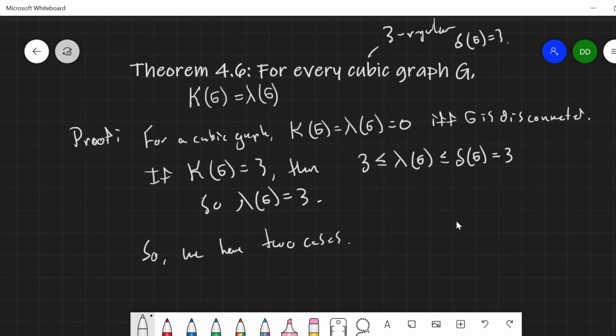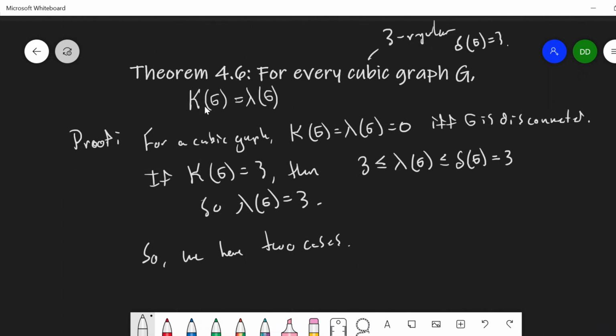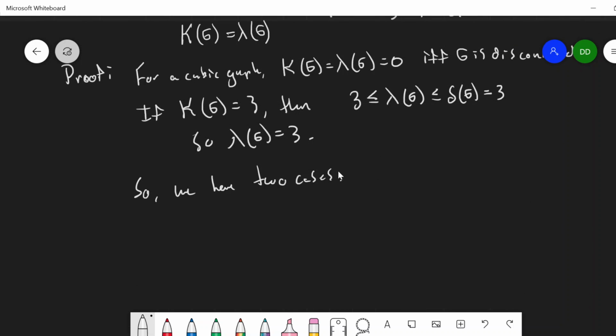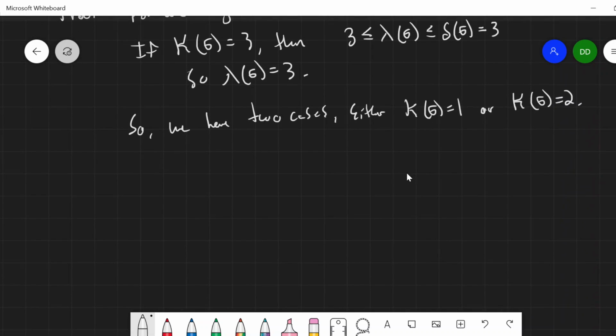We know that the vertex connectivity has to be either 0, 1, 2, or 3 because of this minimum degree. We've already ruled out the cases of 0 and 3 and seen that equality holds in those 2 cases. And so for the remaining 2 cases, we have either the vertex connectivity is equal to 1 or the vertex connectivity is equal to 2. In any of these cases, we're going to establish a couple facts and then use them.